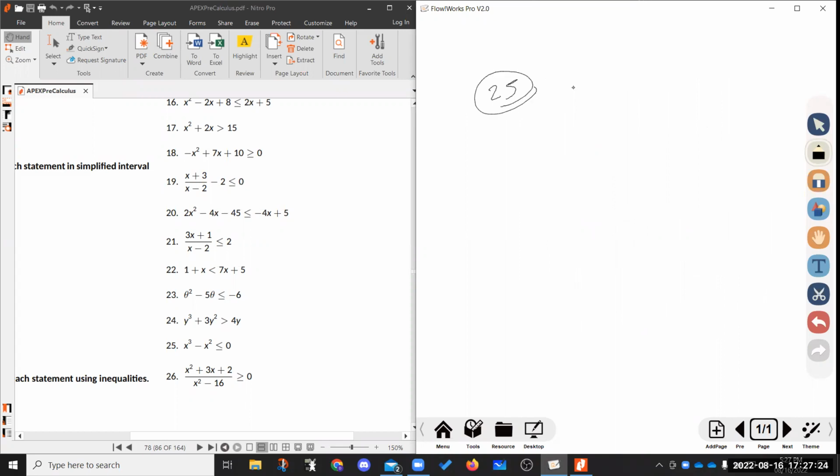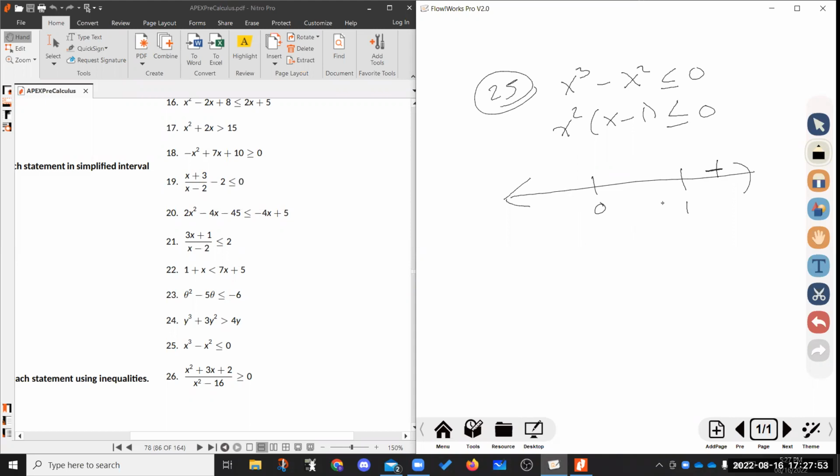25, x cubed minus x squared is going to be less than or equal to 0. So x squared, x minus 1, less than or equal to 0. I was just talking about we haven't had a repeated root yet, and here it is. That we have a repeated root at 0. So we have 0 and 1.